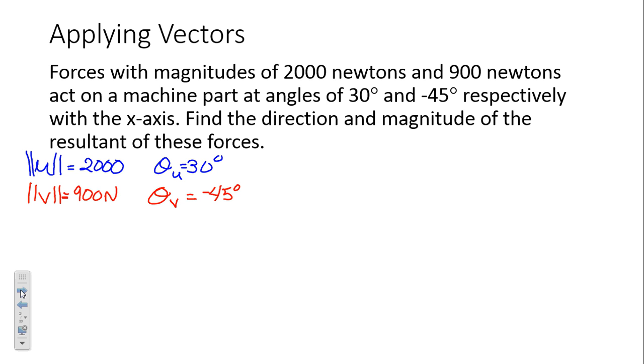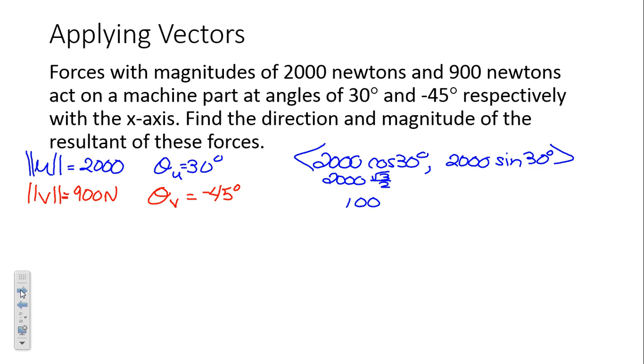So how do we find u in component form? 2000 cosine 30, 2000 sine of 30. Cosine 30 is square root of 3 over 2. So 2000 times the square root of 3 over 2 is 1000 square root of 3. Sine of 30 is 1/2 times 2000.